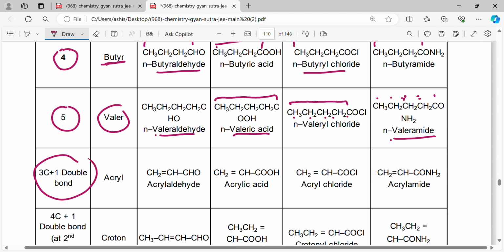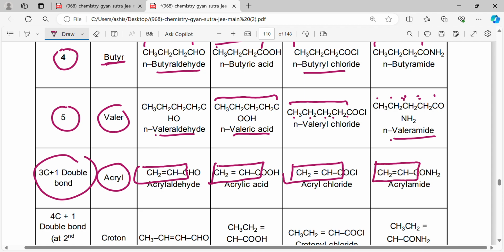If 3 carbons and 1 double bond are present, then that is called acryl in the common naming system, like acryl aldehyde, acrylic acid, then acryloyl chloride, then acrylamide. So if 3 carbons are there and 1 double bond is there, then that is called acryl.